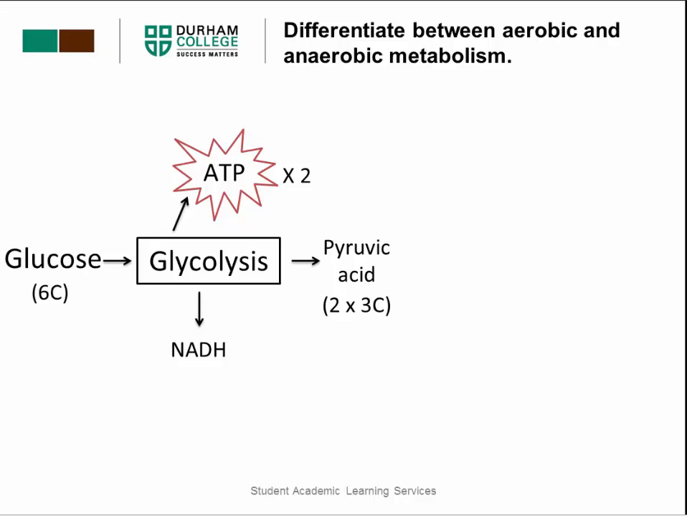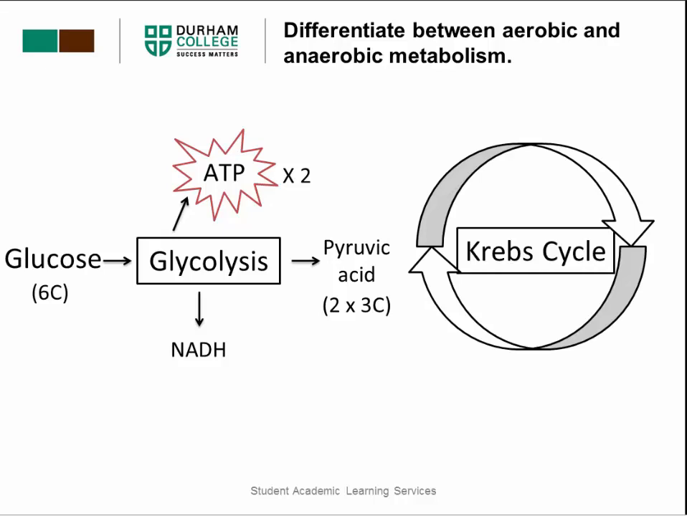Inside the mitochondria of the cell, various processes will occur. The first is Krebs cycle. Krebs cycle is a series of reactions where, once the pyruvic acid that has been formed in glycolysis enters into the mitochondria, it will go through a series of reactions that are called the Krebs cycle.